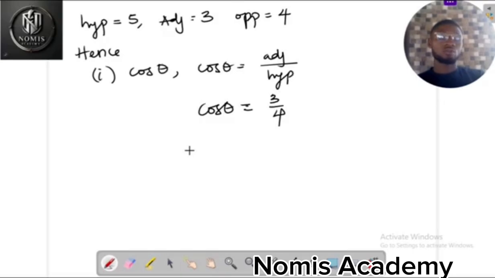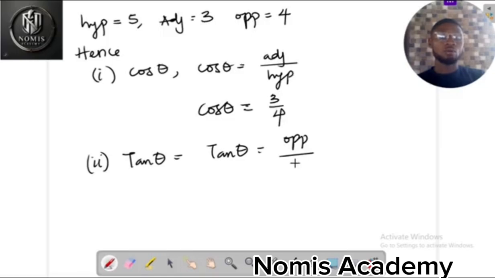Let's take the second one. It says we should find tan theta. We know that tan is equal to opposite over adjacent. So tan theta is equal to 4 over 3. So we just find the ratio of the other values of theta. We now have sin theta, cos theta, and tan theta.